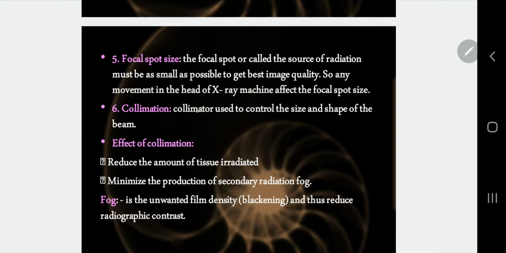Collimation. The collimator is used to control the size and shape of the beam. Effect of collimation: it reduces the amount of tissue irradiated and minimizes the production of secondary radiation. Fog is unwanted film density, blackness, and thus reduces radiograph contrast.